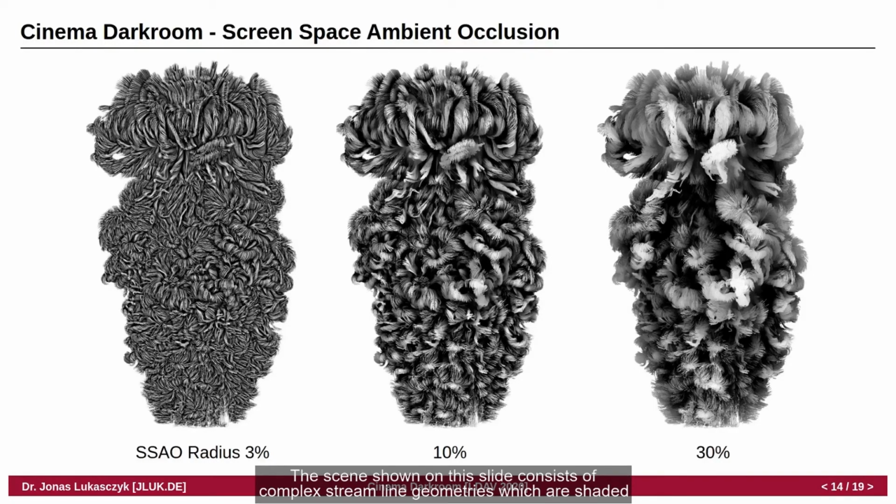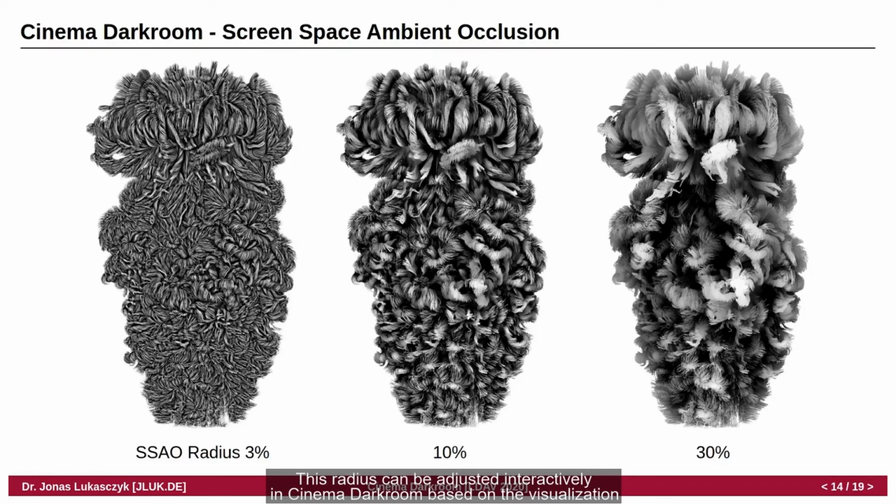The scene shown on this slide consists of complex streamline geometries, which are shaded via the same SSAO technique, but at 3 different sampling radii, which are specified in % of the image height. As you can see, small radii highlight local details, while large radii approximate lighting more globally. This radius can be adjusted interactively in Cinema Darkroom based on the visualization task at hand, and it is even possible to combine different SSAO outputs in the node editor to combine shading at different scales.